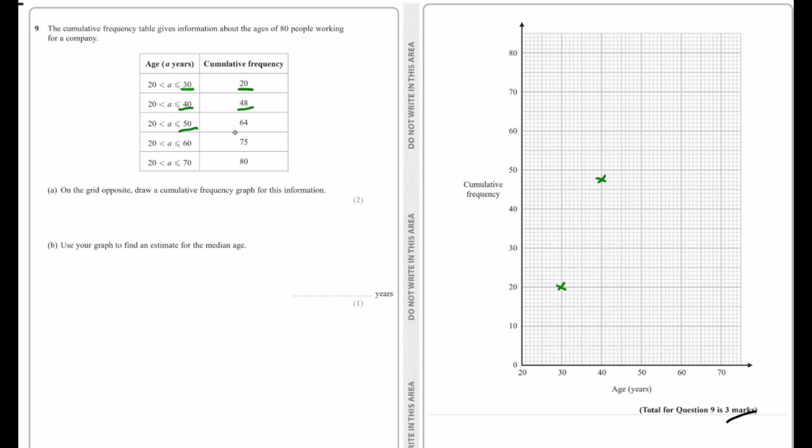By age 50, we've got 64. By age 60, there are 75 people. And by age 70, 80. And then we join these up either with a smooth curve or with a ruler. I'm going to use a ruler because it's a lot easier on the computer.